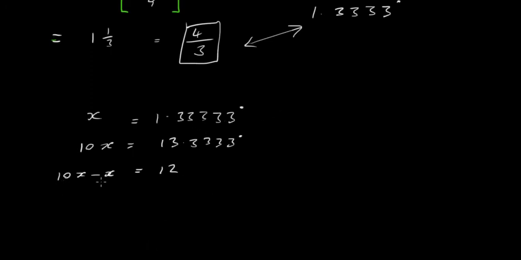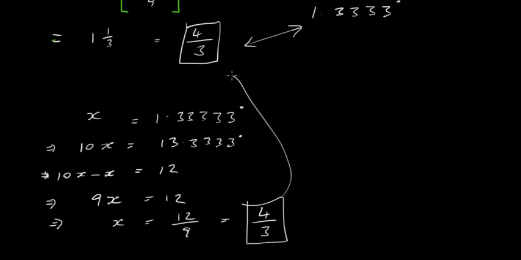Now 10x minus x is, sorry, 10x minus x is 9x. Sorry, my fault. 9x is equal to 12. And divide across by 9, you get x is equal to 12 over 9. Divide top and bottom by 3, you'll get 4 over 3. So that's another way of doing it. So just let x equal your number, multiply by 10, subtract. So you get 10x minus x is 9x, divide across by 9, and you get 4 over 3, which is what we got here.